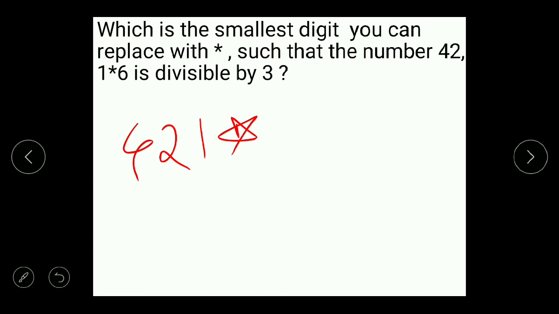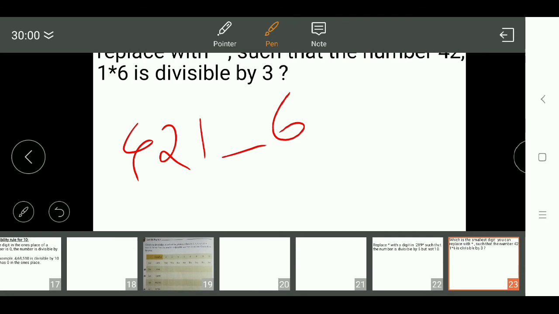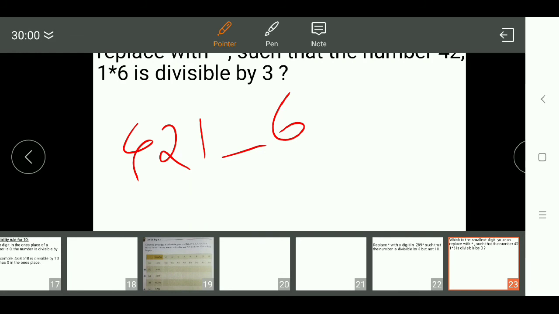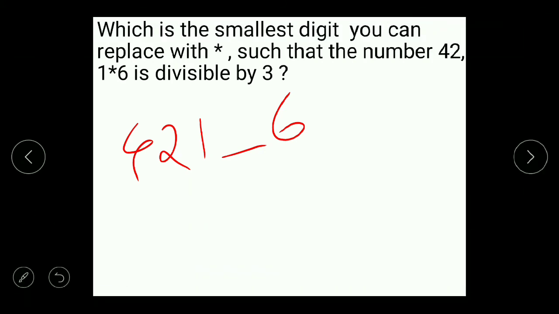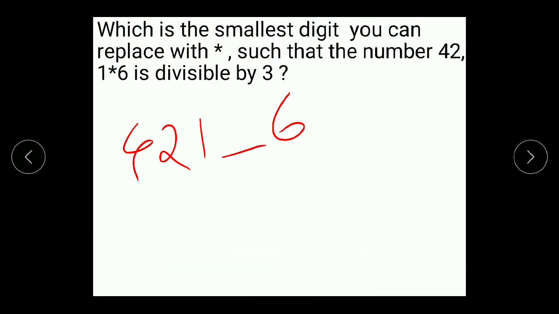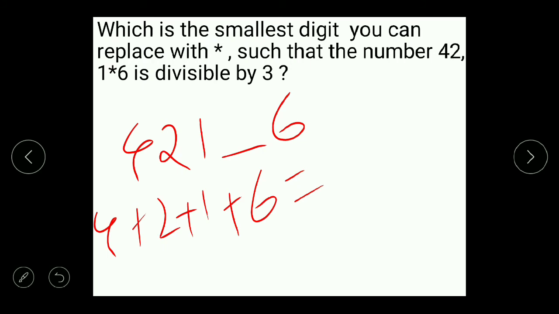In this number we want to insert a digit in the place between 1 and 6 such that the number is divisible by 3 and the digit is the smallest. So let's take the sum: 4 plus 2 plus 1 plus 6. 4 plus 2 is 6, 6 plus 1 is 7, 7 plus 6 is 13.